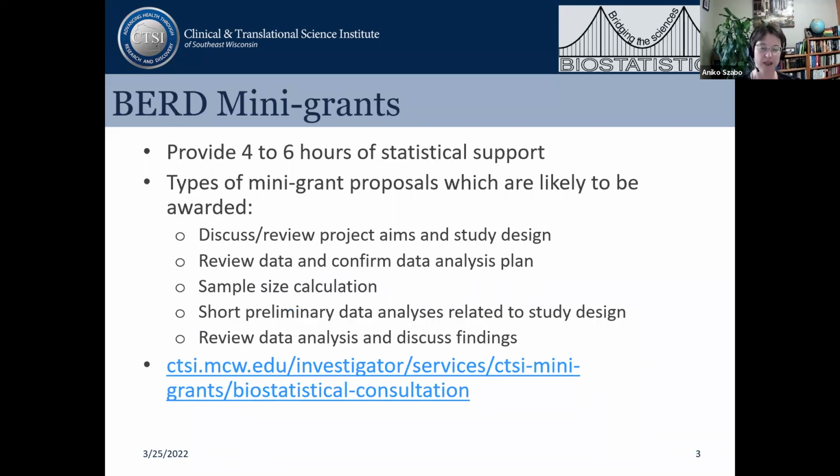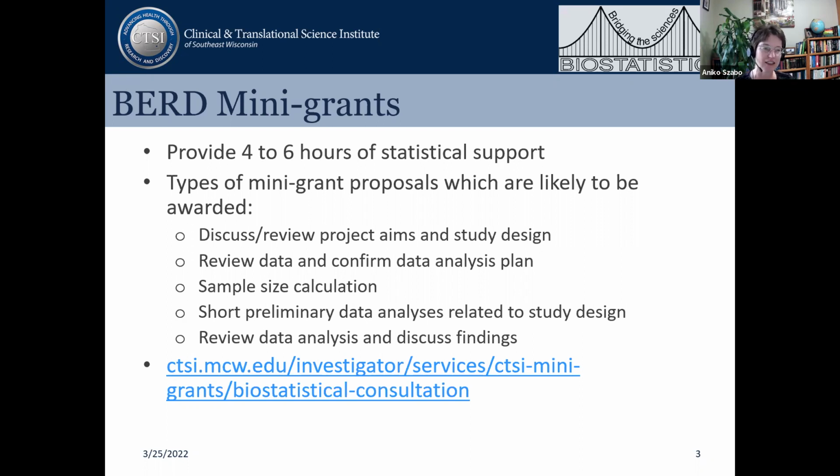The support is mostly provided through mini grants, which is a somewhat misleading name because it's not really a grant that you have to compete for. So there are lots of mini grants available. They provide 4 to 6 hour support, and the goal is really to help you with some advice that can be done with 4 to 6 hours.